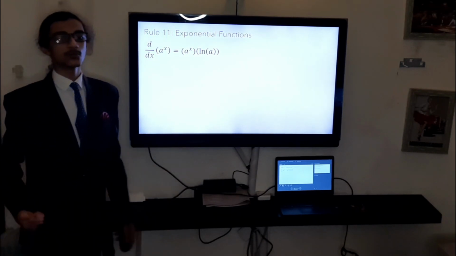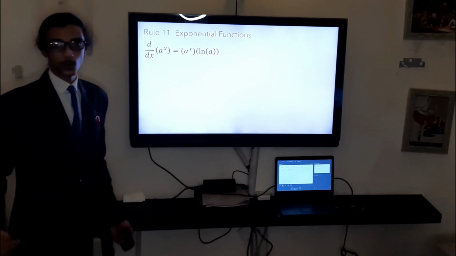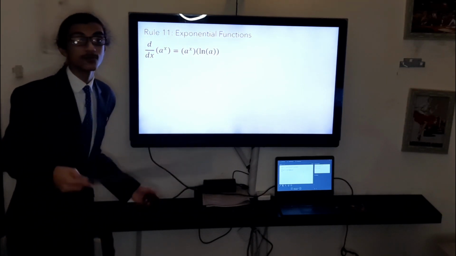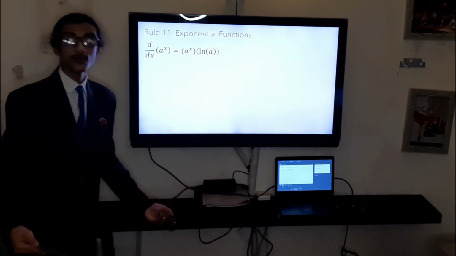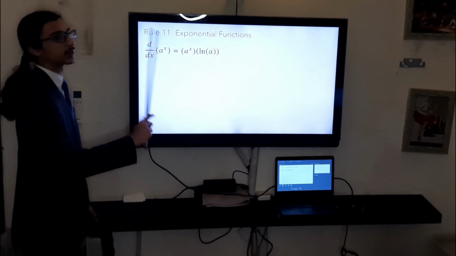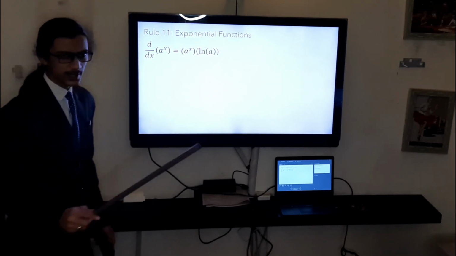It kind of makes sense when we use these for population growth models, in that the rate of growth of the function is just proportional to the value of the function at that point in time. So the more people you have, the faster the population will grow, right? That's why it makes sense when you look at the derivative. As to why this is, we'll be getting into that in a second.